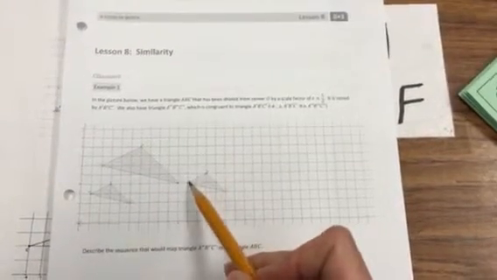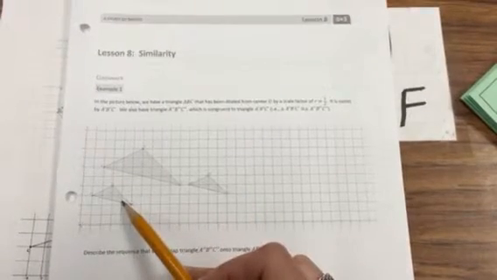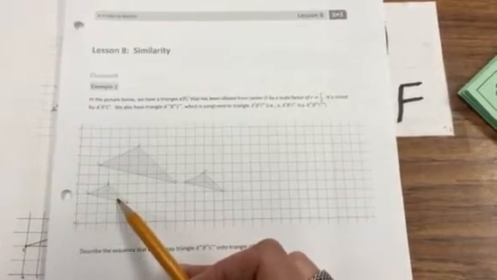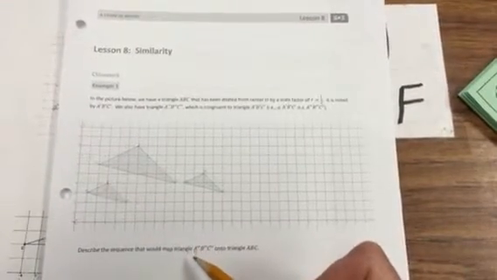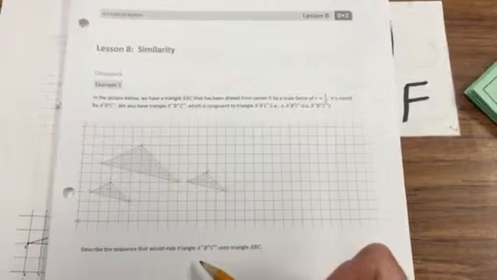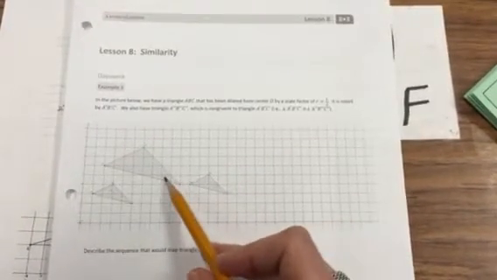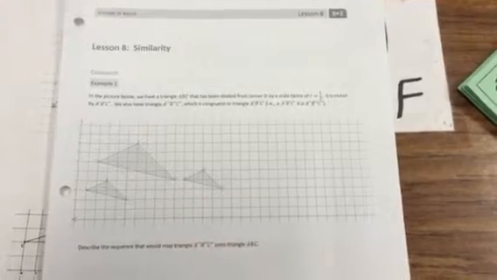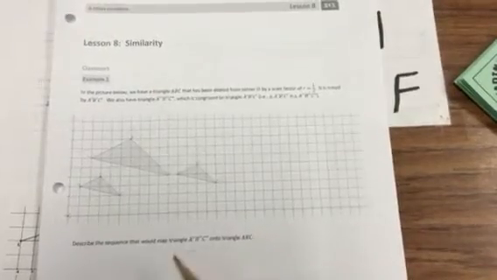You also have triangle A double prime, B double prime, C double prime here, which is congruent to the prime figure. We need to describe a sequence of basic rigid motions plus a dilation that would map the double prime figure back onto the original figure. So we're going to use what we talked about in Module 2 along with the idea of dilations.